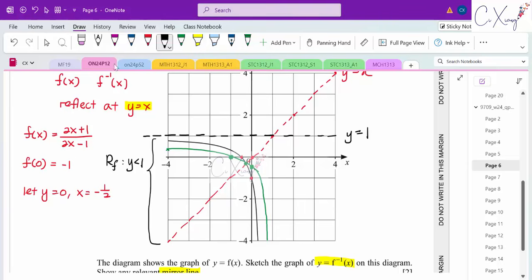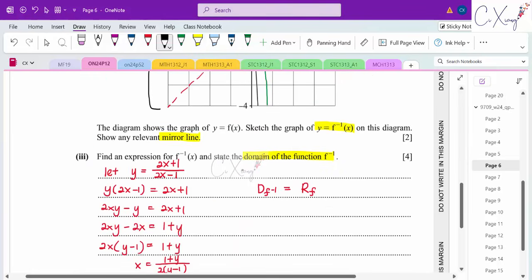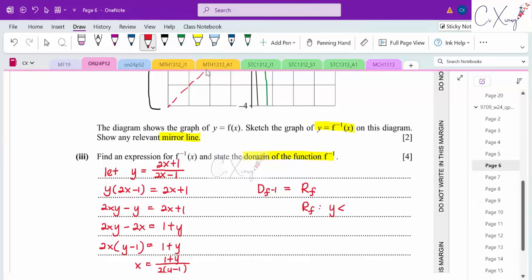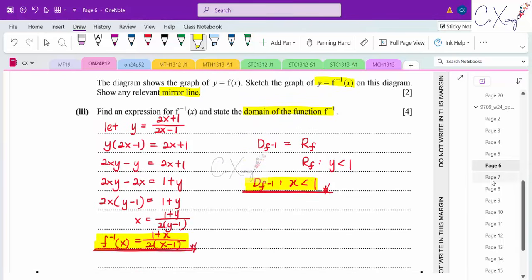Okay, so now go back to our question. I know that the range of the function is basically y smaller than 1. The domain of the inverse function should be the same as this one, but of course I cannot write it out as y, because for the domain we have to represent it by using x. So basically it should be x smaller than 1. This is the domain for the inverse function. Yeah, then let's continue to the next part, part number B.